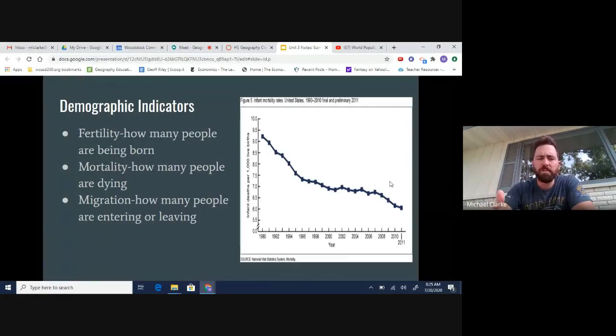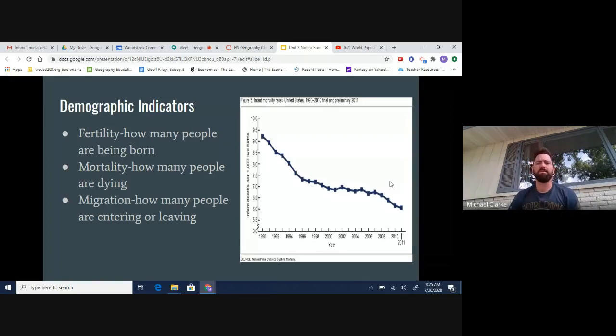Okay? So up to this point, you should know crude birth rate, you should know crude death rate, and you should know these terms: fertility, mortality, and migration. Any questions so far? All right. Moving right along.